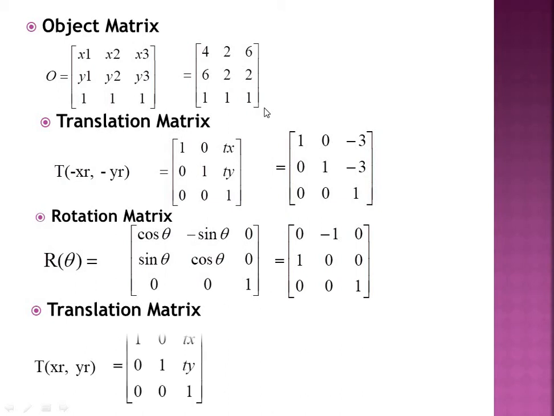Now the last translation matrix. Here the values will be taken as positive, tx equal to 3, ty equal to 3. Why are these values taken as positive? Because we are moving the object back to its original position, that is upwards and towards the right. Since we are moving it towards the right, tx will be positive, and since we are moving it upwards, ty will be positive. Now all these matrices are ready. Now we just have to arrange them.